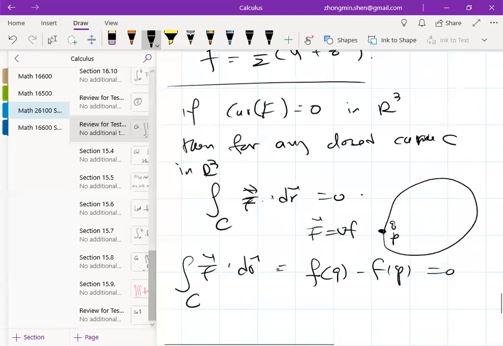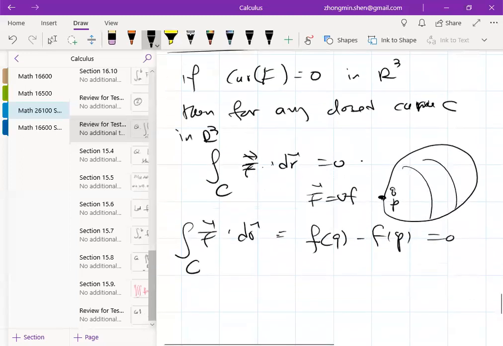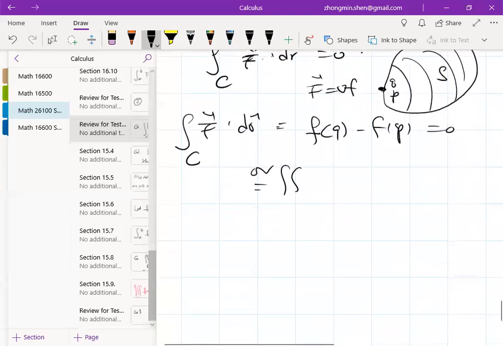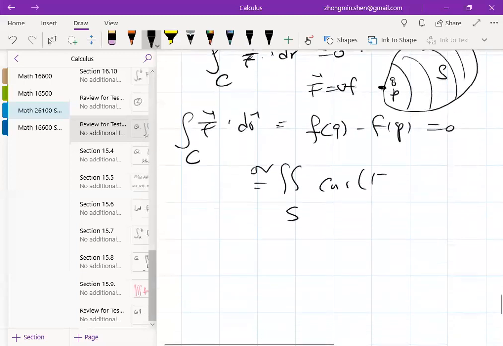Another explanation. If it's a boundary of some surface, then this can be viewed as a surface integral, or by the Stokes theorem. And this is also 0 because the curl is 0. This is it. Right, the couple of reasons.